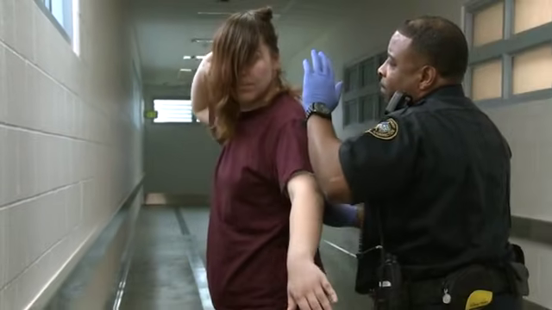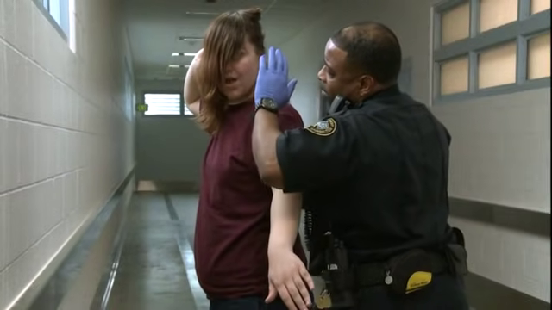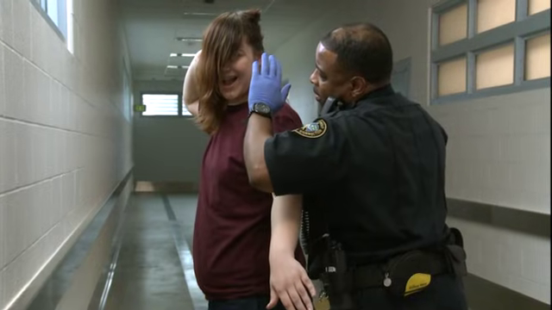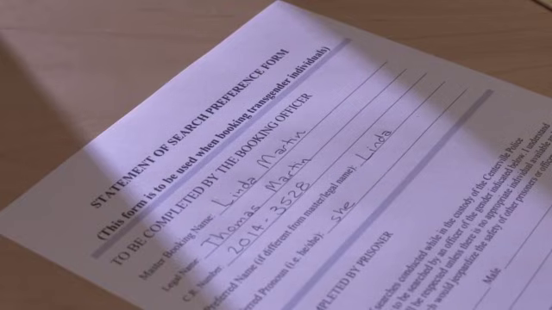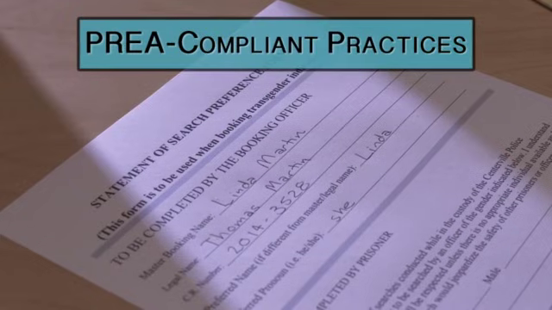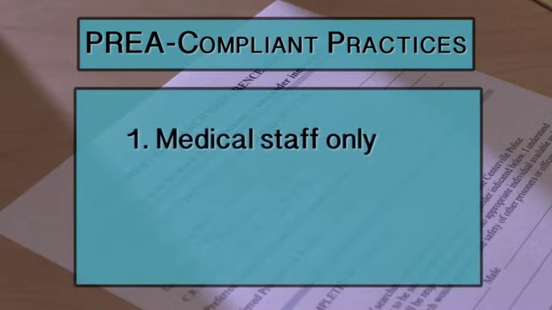Turn to your left. Another consideration is determining the gender of the staff member who can appropriately PAT search a transgender or intersex inmate or resident. This will usually be determined on a case-by-case basis. Operationally, there are 3 PREA-compliant practices for assigning staff to perform PAT searches on transgender and intersex inmates and residents.